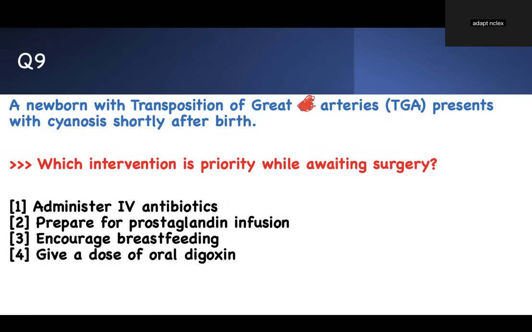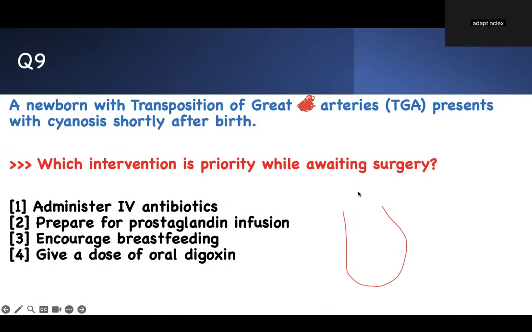What would you do? Antibiotic, prostaglandin, encourage breastfeeding, give them digoxin. They are waiting for surgery. Why are they going to surgery? Something is wrong. They're turning blue right away because it's a right to left shunt. What would you prioritize? Then you said, I don't know what TGA is. It's fine. I'm going to give you some content. I want you to write it down. It's a transposition of great arteries.